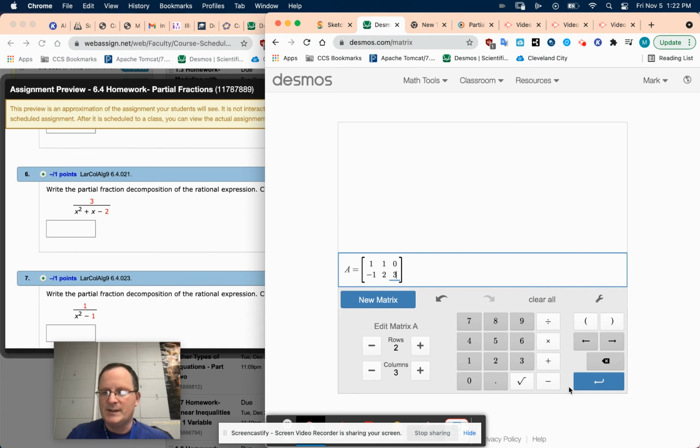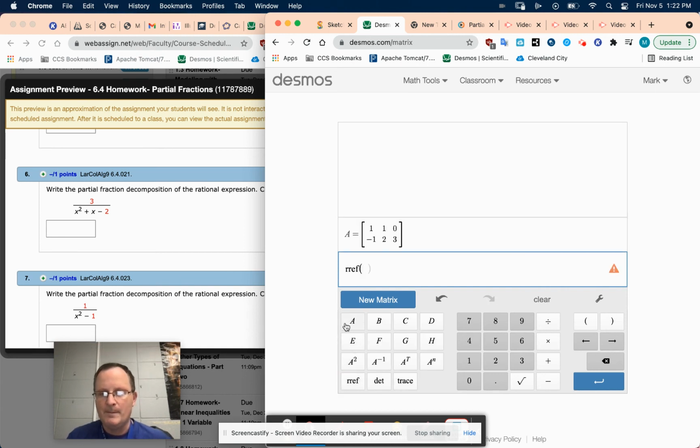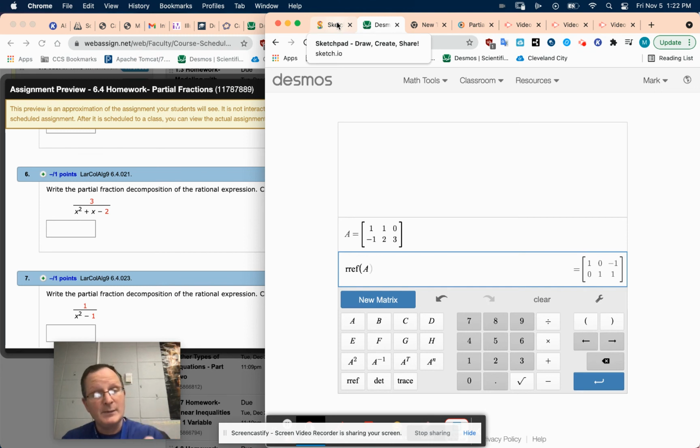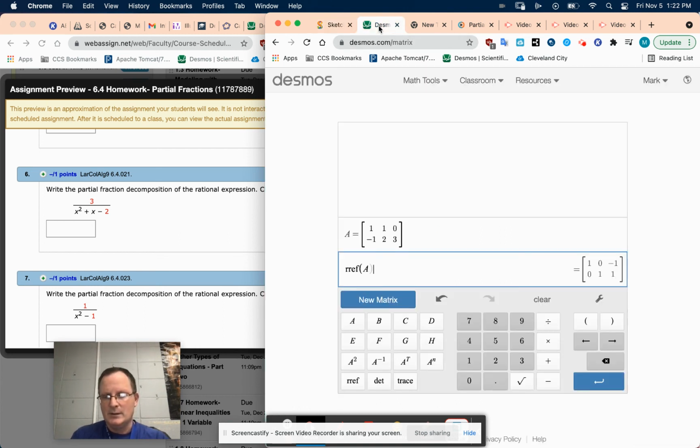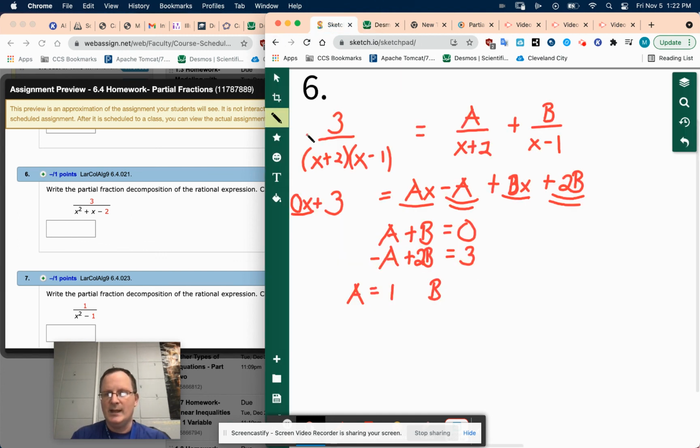Okay, so let's enter that. And then let's ref that bad boy. And then my A then is negative 1, and my B is positive 1. All right, so I just let the Desmos matrix calculator solve that for me. And so I just found through Desmos that A is 1 and B... I think I got that backwards. A is 1, negative 1. No, A is negative 1 and B is 1. Sorry. So A is negative 1 and B is 1.